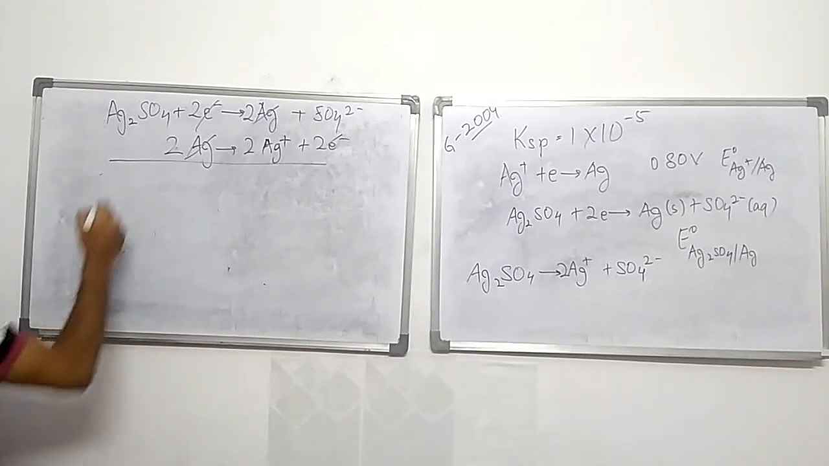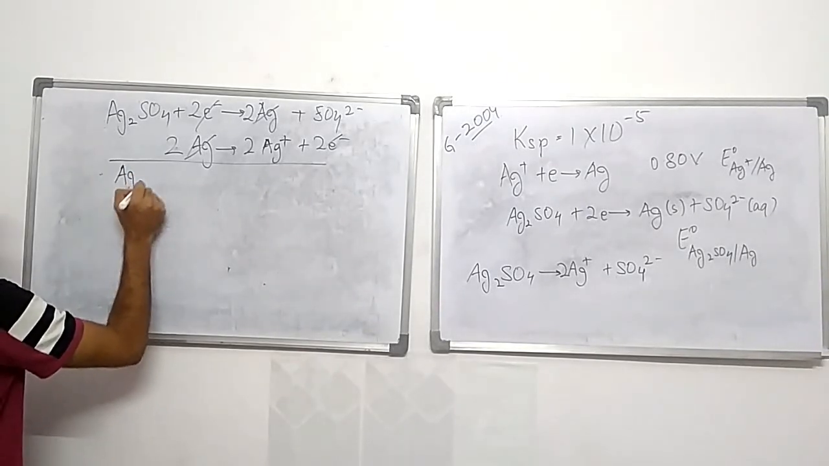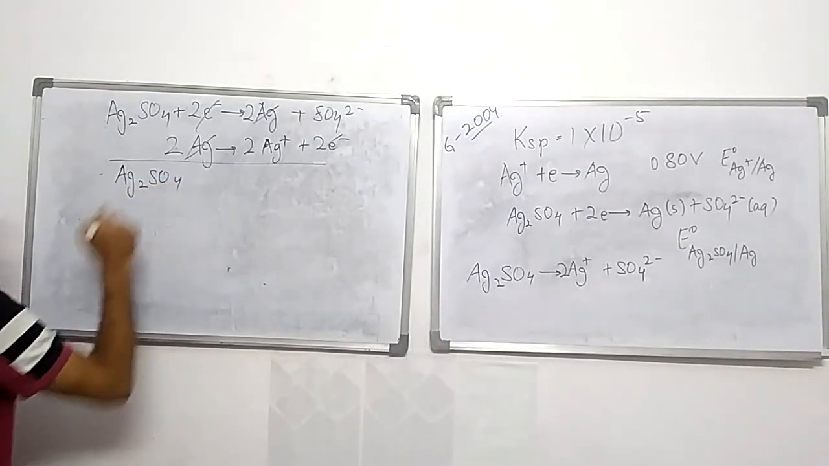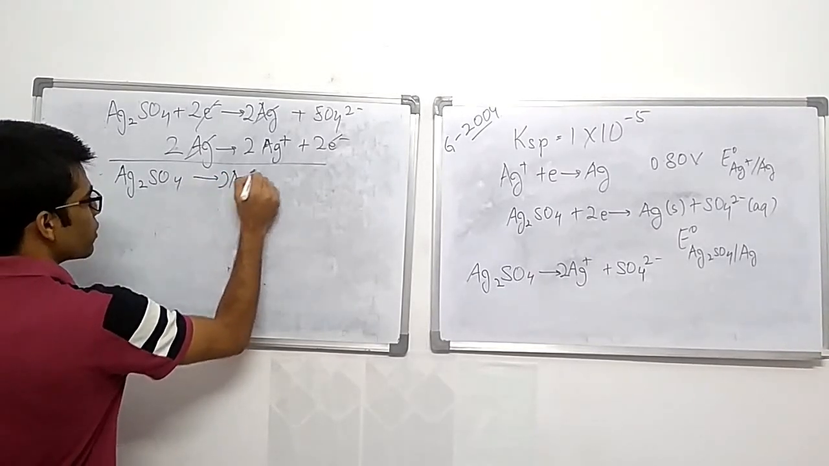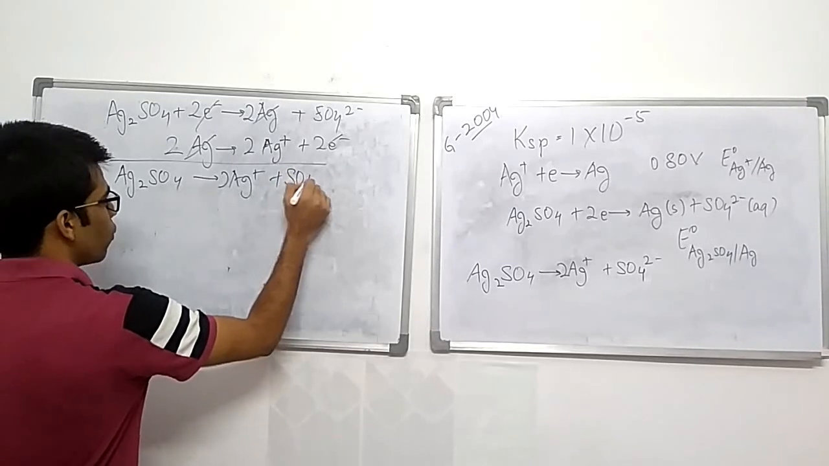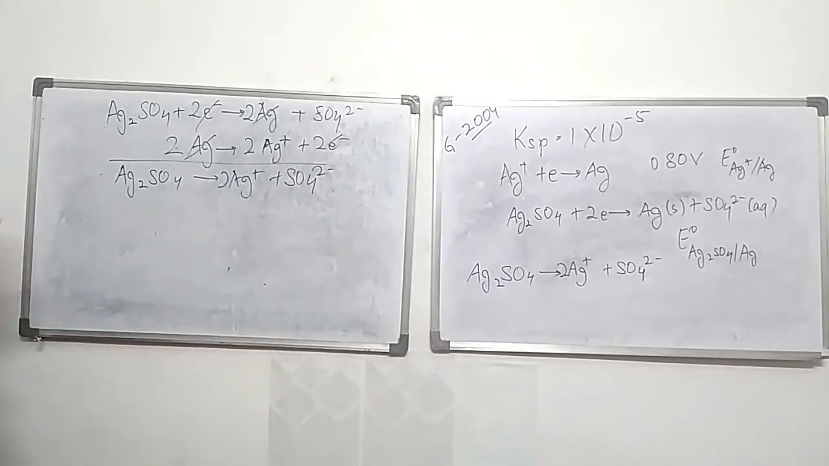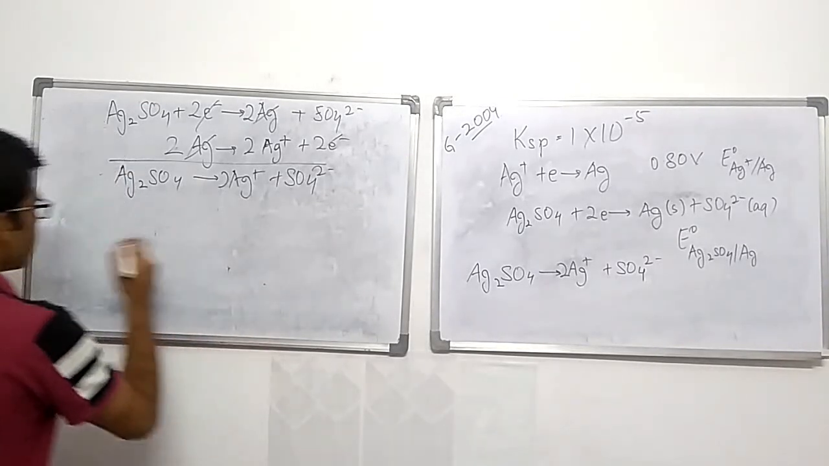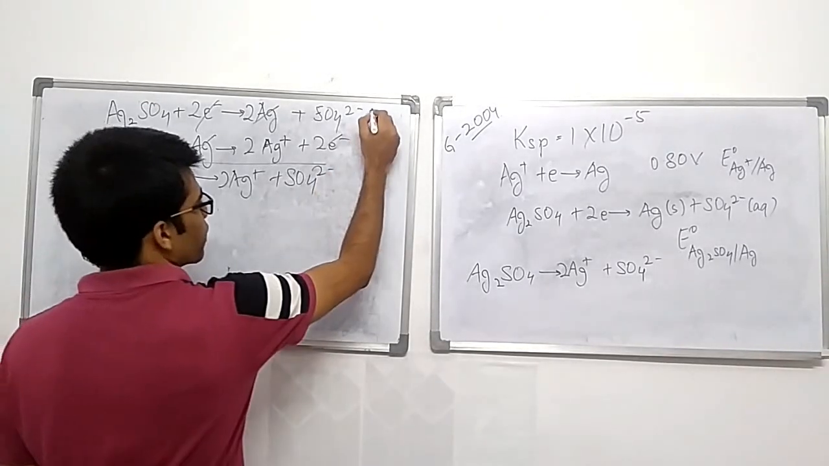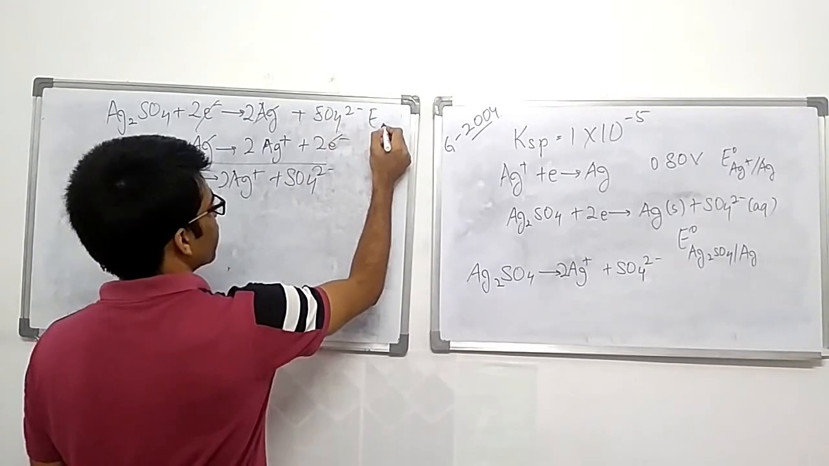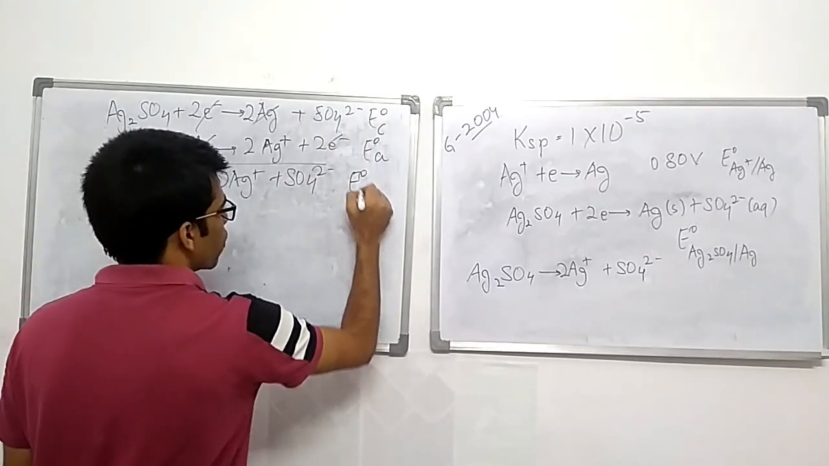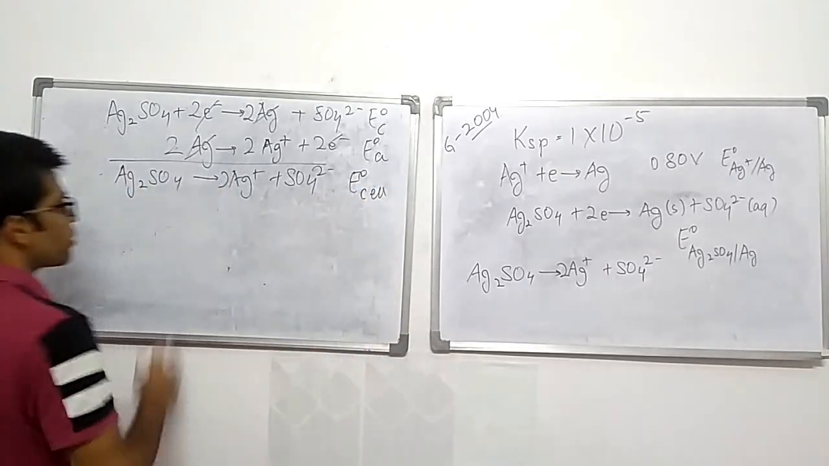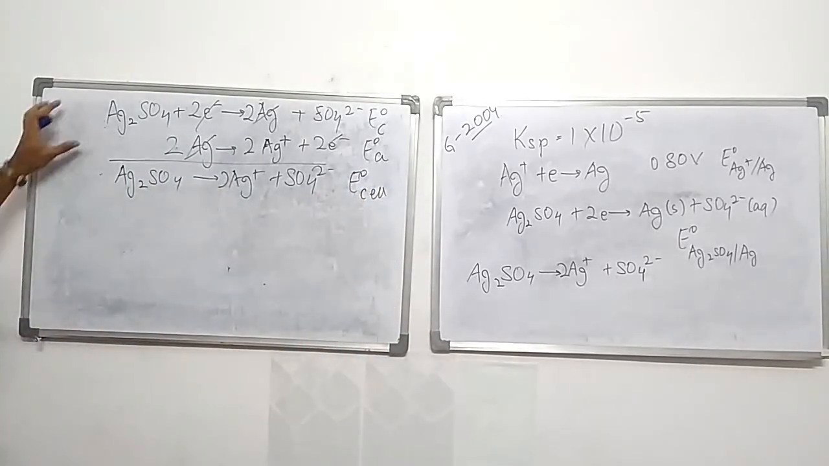What am I left with? I have Ag2SO4 giving 2 Ag plus and SO4 2 minus. Correct? Fine. So what do I get? Suppose this is my E naught cathode, and this is my E naught anode, and this is my E naught cell. Right? This is the cell reaction for these two electrodes.